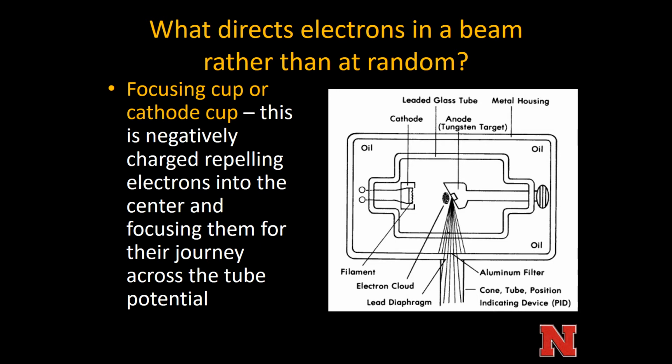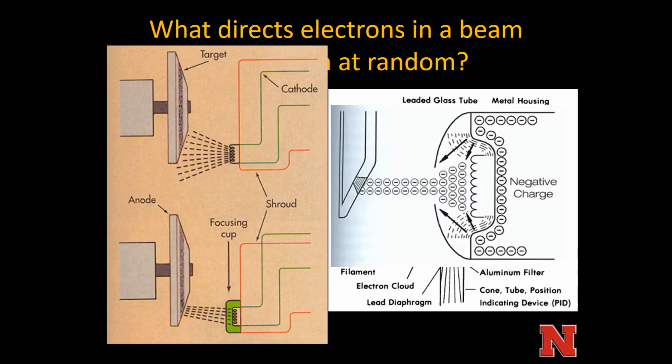What directs electrons in a beam rather than at random? Well, it's called the focusing cup. So what is the focusing cup? It's a negatively charged cup that repels electrons into the center of it and then focuses them towards their journey across the tube potential towards the anode. It's basically a device that's negatively charged, and it pushes the negatively charged electrons together in a beam in a linear fashion towards the anode at the target site. So it's just this cup that's negatively charged, and it pushes all those electrons into a line to go towards that anode target across a potential.